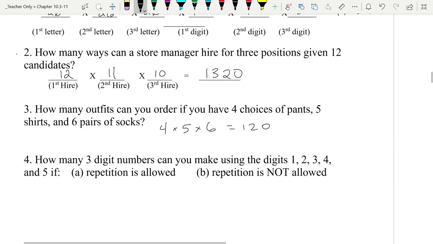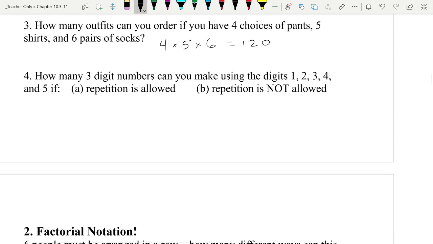But we'll just assume you have to stick to the pair of socks. How many 3-digit numbers can you make with the digits 1, 2, 3, 4, and 5 if A, you're allowed to repeat, but B, you're not allowed to repeat? How different will those numbers be? Well, let's see. If I'm allowed to repeat the digits, I'm making a 3-digit number. There's my 3 digits. There's 5 things I could pick for the first number, 5 for the second number, 5 for the third number. So my A answer is 125.